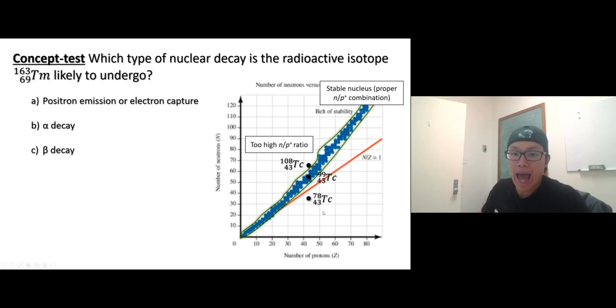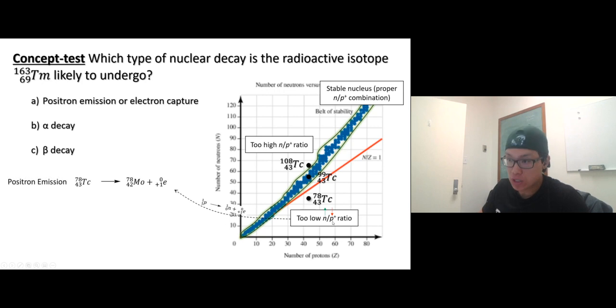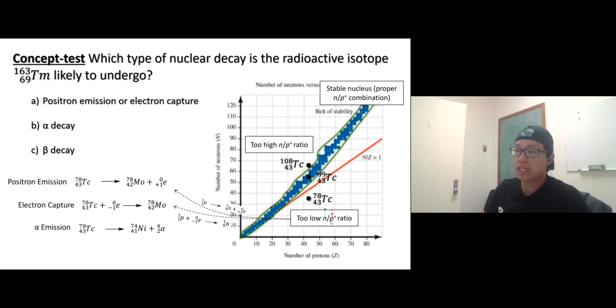Now, if we have technetium-78, 43, which has too few neutrons, we don't have enough glue. Well, it's easy to make more glue, right? So we will take a proton and make more neutrons. So we have to increase the neutron per proton ratio. And there are three ways to do it. So we have positron emission, electron capture, and then alpha emission. Any one works, all of these work.